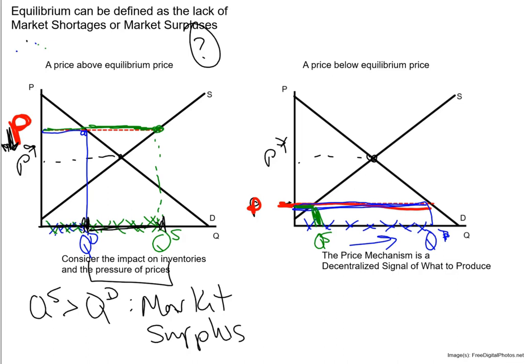So yeah, all those buyers in blue that show up to the market, some of them are going to be able to find some units to buy, but there's going to be a whole bunch of buyers who are unable to find units to buy.